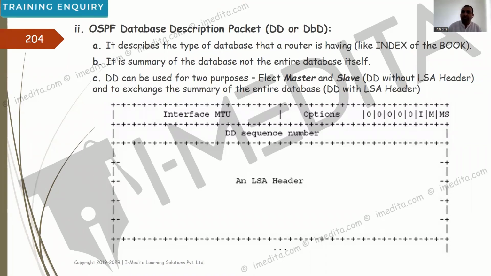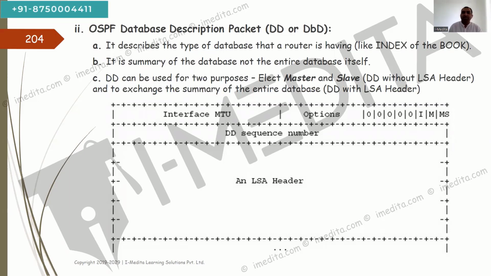It's going to contain only the LSA header in itself. So basically, DBD will not carry the entire database, but it will carry the summary of the database, which is basically the LSA headers. Now, you could ask the question: why only the LSA header?